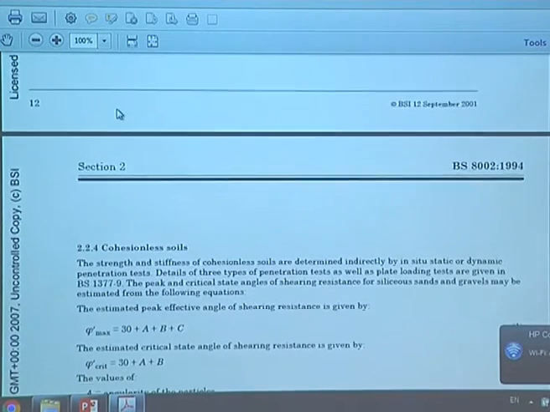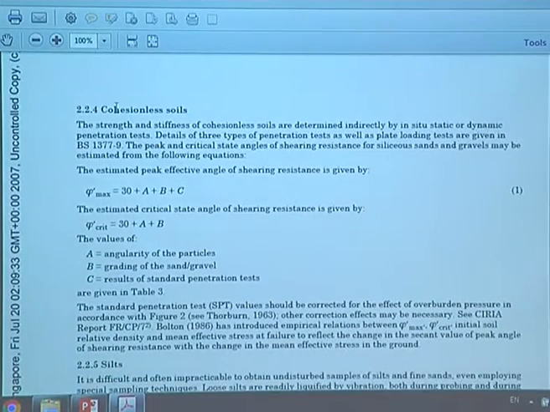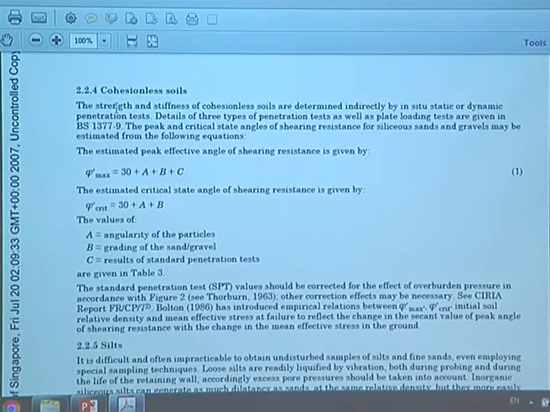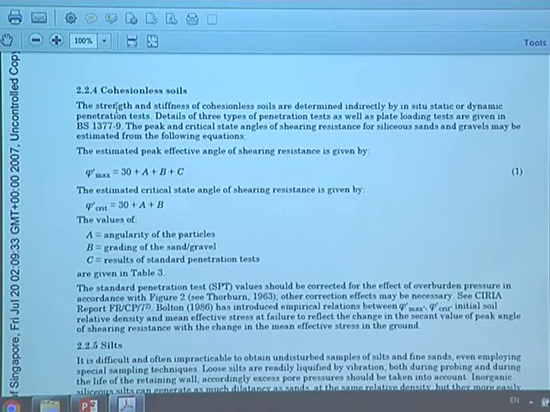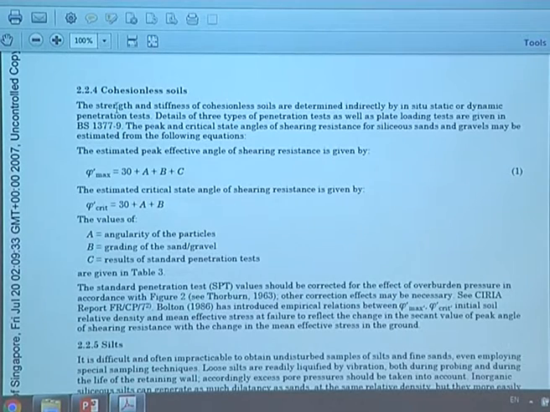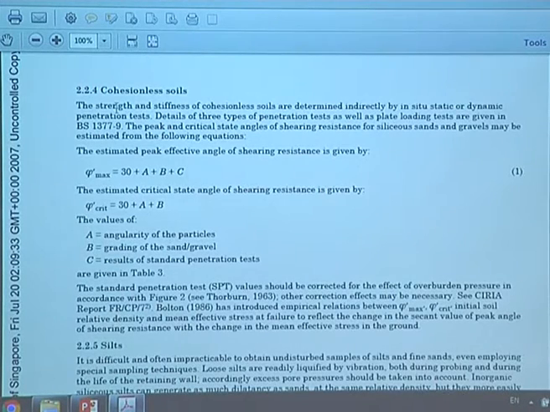And then, to me, this part is very useful for people who are looking at cohesionless soil design. They actually have a way for you to calculate or infer the peak angle of friction of cohesionless, sandy soil, based on 30 degrees as the lower bound. So what you do is, 30 degrees plus A plus B plus C. Now, A is a parameter you can add based on the angularity of the particle. B is another parameter, a few more degrees you can add based on the grading of the particle. And C is the result of the standard penetration test.